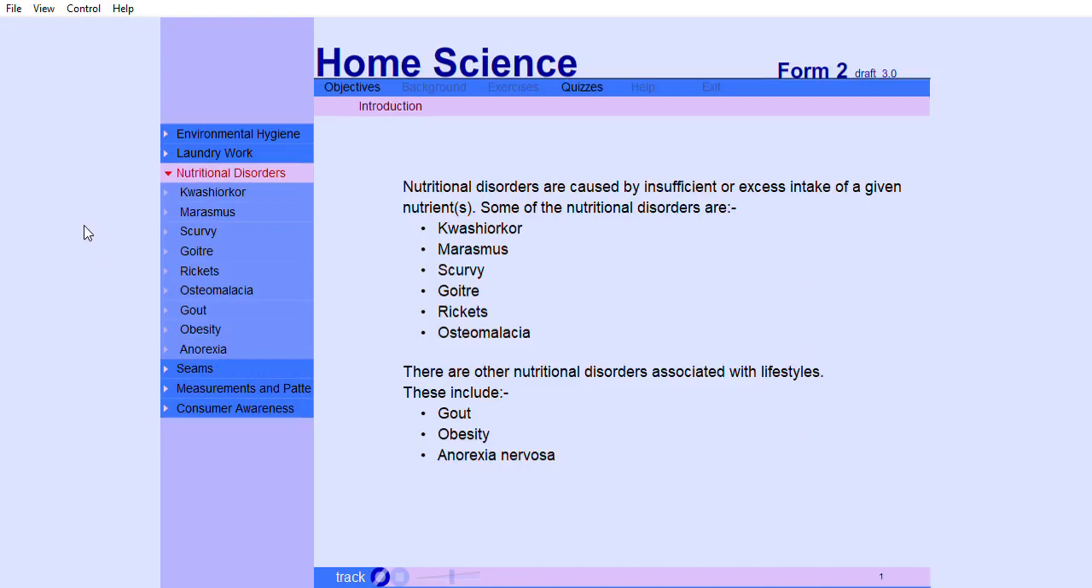Nutritional disorders are caused by insufficient or excess intake of a given nutrient or nutrients. There are many such disorders, but we will look at a few such as kwashiorkor, marasmus, scurvy, goiter, rickets, and osteomalacia. There are also other nutritional disorders associated with lifestyles such as gout, obesity, and anorexia nervosa.